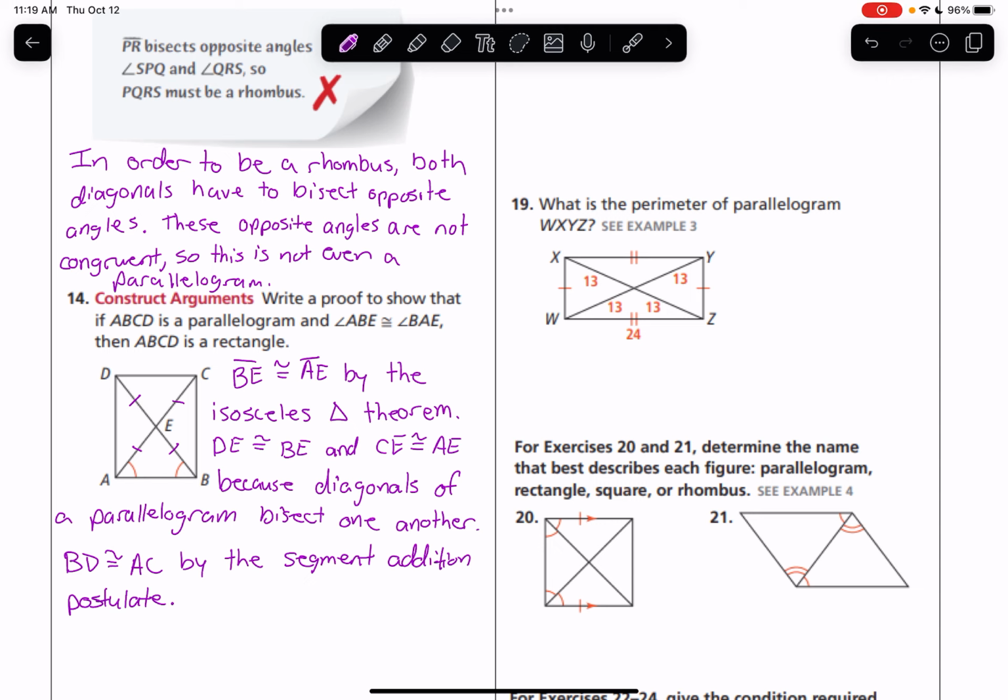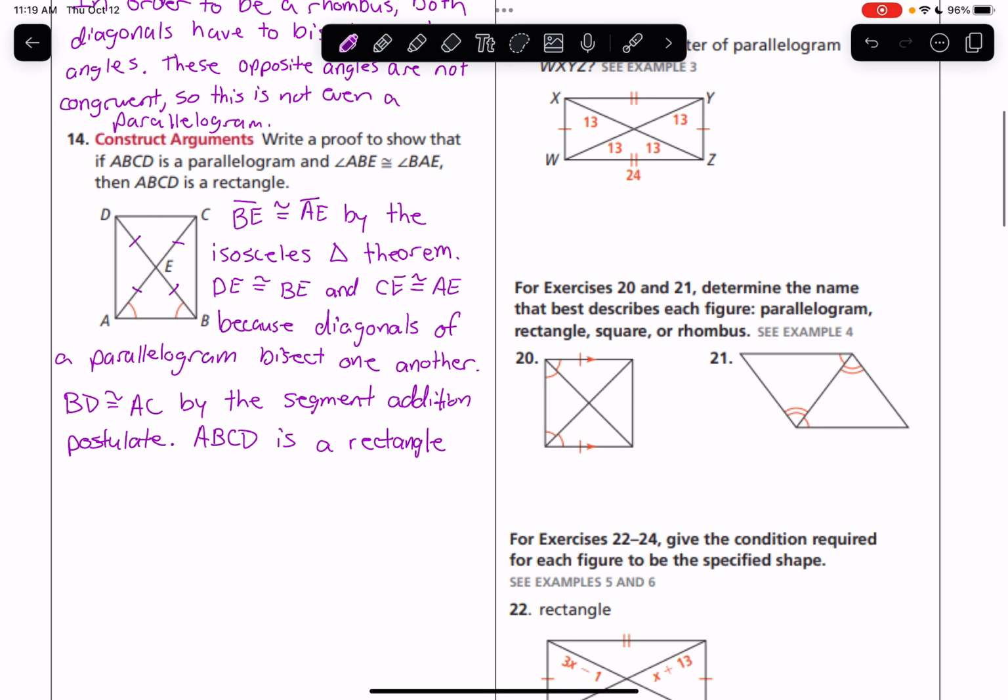So we can say ABCD is a rectangle because diagonals of a rectangle are congruent. There we go. We've proven that this is, in fact, a rectangle by using the diagonals.